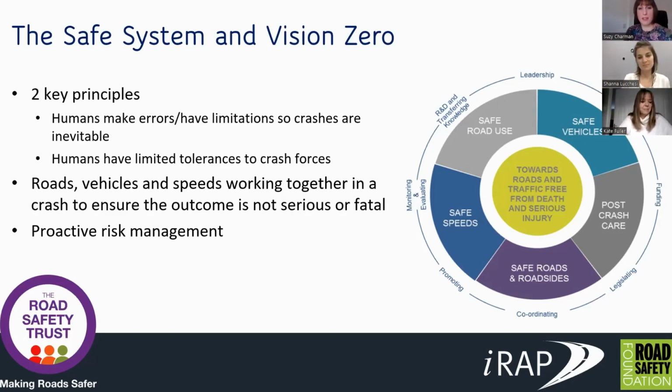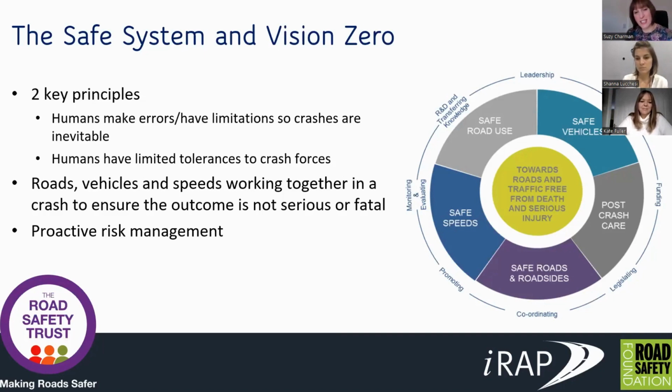Secondly, humans have limited tolerance to crash forces. So beyond certain speeds, our bodies just break. We are fragile. The survivability of side impact crashes beyond 30 miles per hour falls off really steeply, and the same for head-on crashes beyond 45 miles per hour. For pedestrians and cyclists, outside of a protective metal box, the magic speed for survival is 20 miles per hour, hence the drive towards more 20 zones at the moment. And that's 30 kilometers per hour for those who are watching from overseas. We're still in miles per hour.